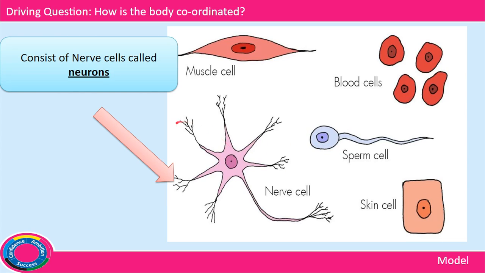If you notice here, at the end of the neurons, you also have dendrites. Those are found at the end to allow the nerve cell to communicate with other nerve cells. So when you see the word neurons, that means nerve cell. The main cells involved in the nervous system are nerve cells, and nerve cells are also known as neurons.